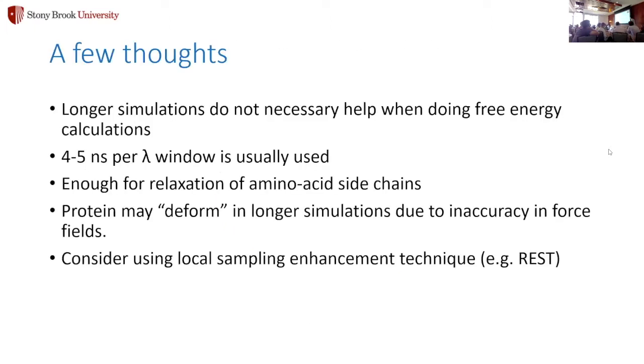Right. So just a few thoughts that we have learned during the challenge. Actually, we think longer simulations do not necessarily help a free energy calculation.